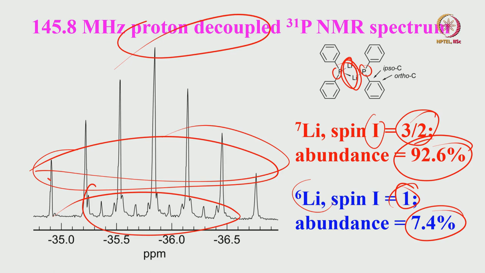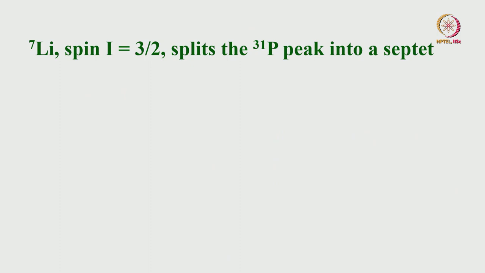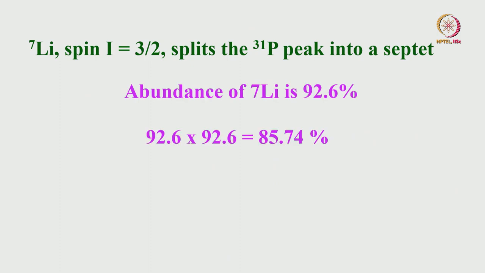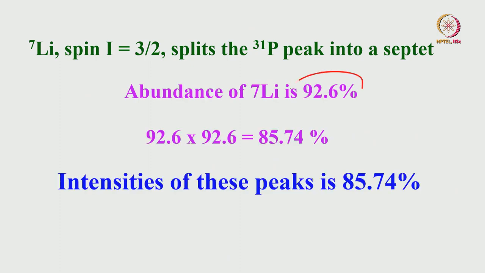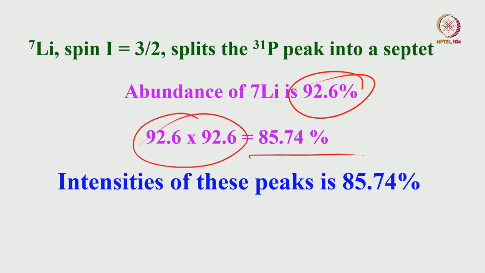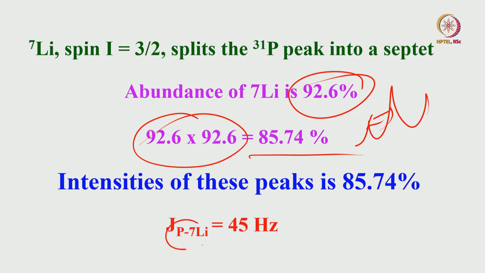What about the other one? Now, we will try to understand this one. This is very easy. Of course, what is the intensity pattern? I said lithium 7 is 92% abundant; both 92% abundance, if you multiply, you get 85% intensity. So, those intensities are 85% and the remaining has to be 15%. And you measure the separation there, in the large 7-line pattern. Any adjacent peak, if you measure, you get the coupling between lithium 7 and phosphorus to be precise, that is 45 hertz, it has been measured.